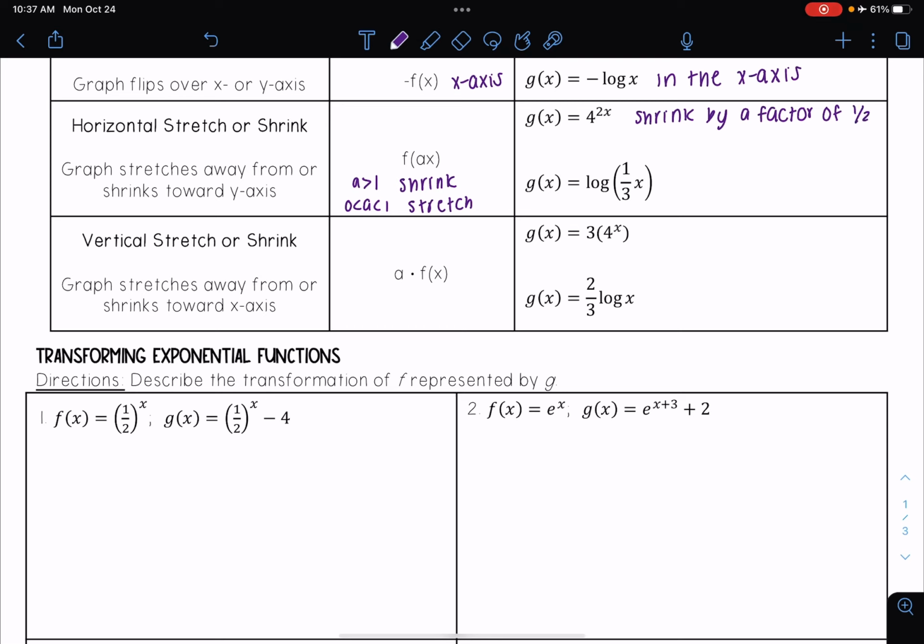of 1/2. So remember, with that horizontal, you're going to take the number that you see here, which is your a, so a here is 2, and you're going to take the reciprocal of that. So it's going to be 1/2. Where for this one, log of 1/3 x, this would be a stretch by a factor of 3. Because again, we take that reciprocal, so I flip the 1/3 to become 3.